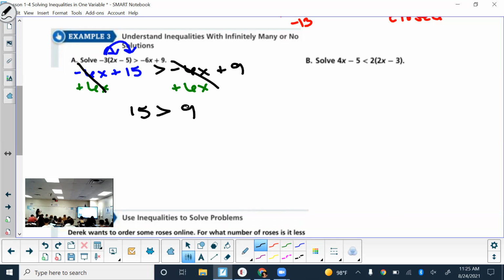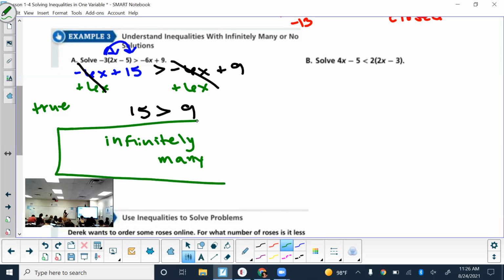To figure out which one is your answer, you just look to see if this is true or not, just like with the equations you saw. So is 15 greater than 9? Yes, that is true. So do you think it's going to be infinitely many or no solution? Infinitely many. Right, infinitely many solutions for 3A, because no matter what I plug into the inequality, it'll always be true. Questions there?